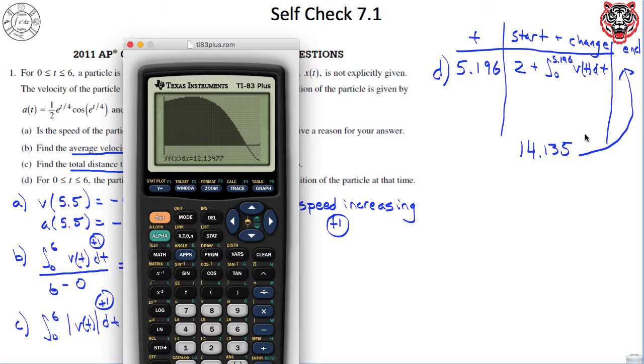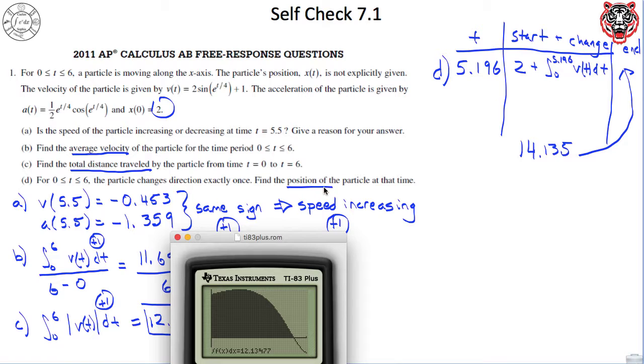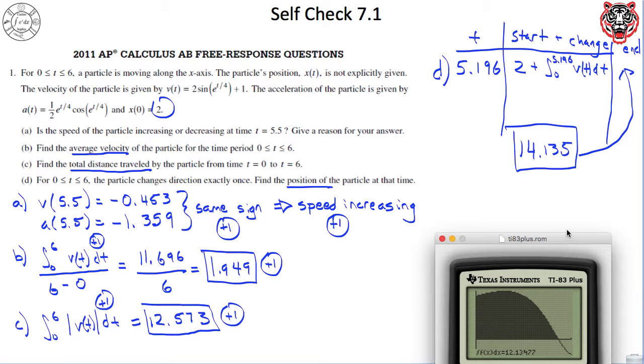I just ran out of room. And what is the question actually asking for? Find the position, and the position is 14.135. That is the position. Oh, I get it, because if we just solve for the first thing of what's time, that's not position. Right. So that's why we have to do this.